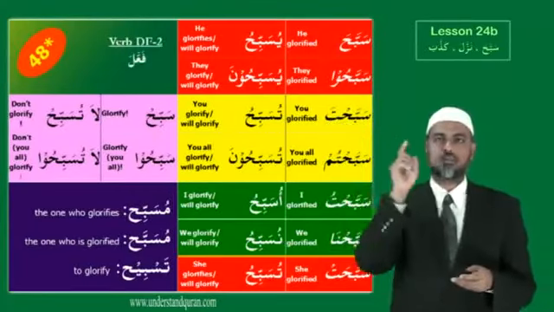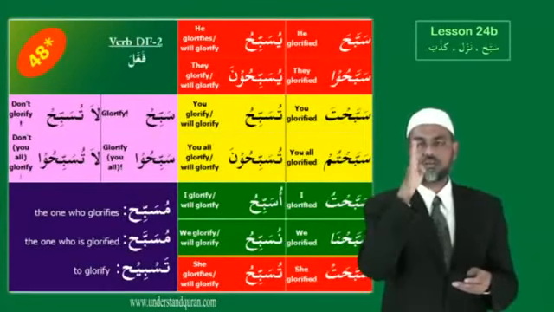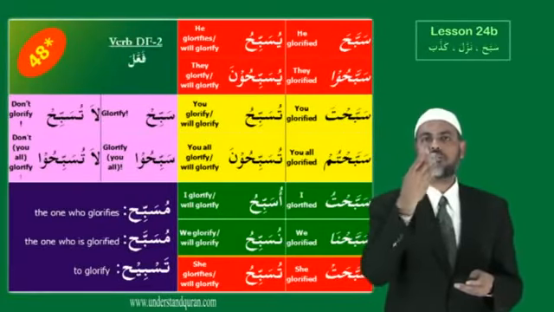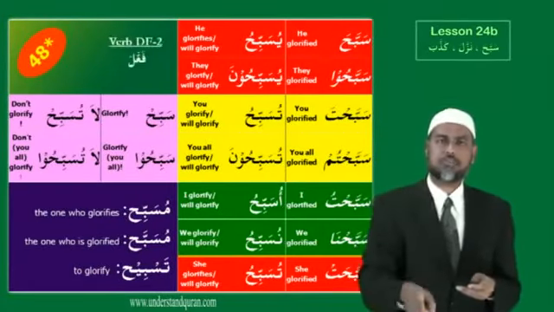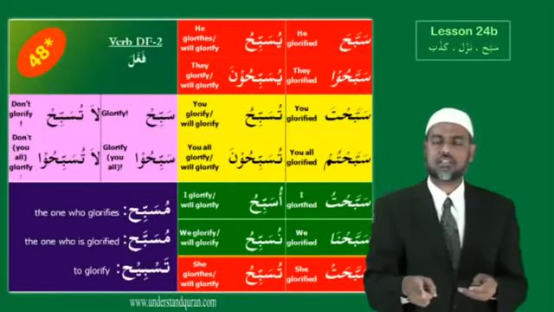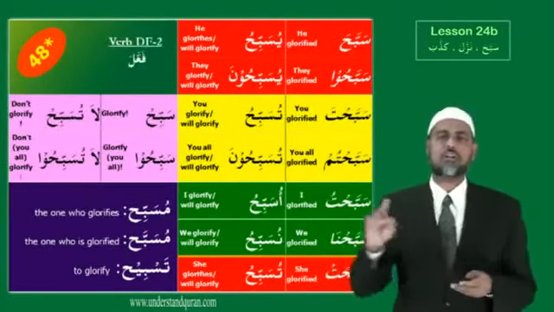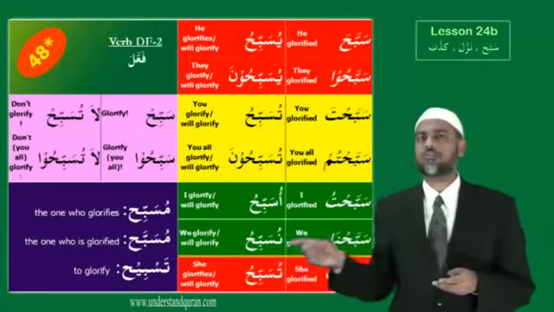Yusabbihuna, they glorify. Tusabbihu, you glorify. Tusabbihuna, you all glorify. Usabbihu, I glorify. Nusabbihu, we glorify. Sabbih, glorify. You see, the interesting part is sabbaha. To make amr is very easy in all the mazid fi.